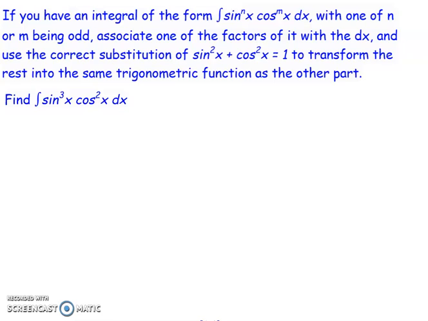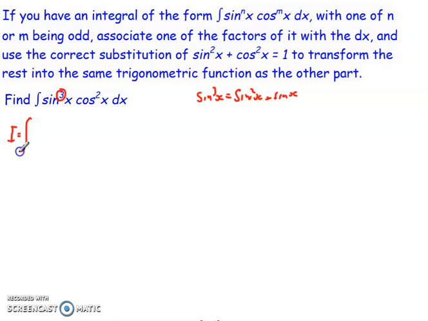Now let's imagine I'm going to take this one here. So I've got the integral of sine cubed x cos squared x dx. Now one of them is odd. The odd one here is sine cubed x. Now we know that we can write sine cubed x as sine squared x times sine x. And that's how we have to think about it, because what I have to do is associate that sine x with the dx.